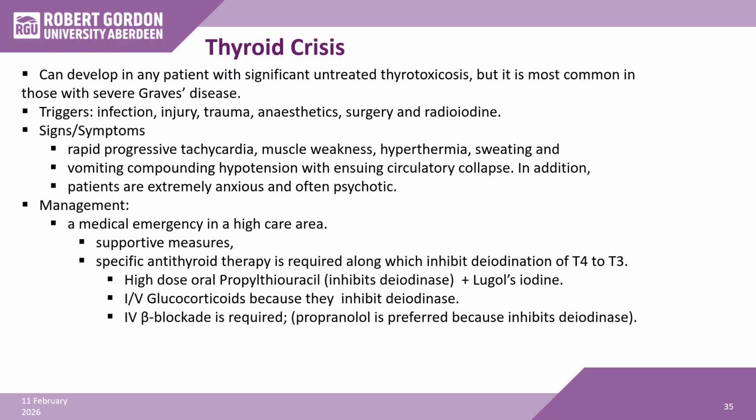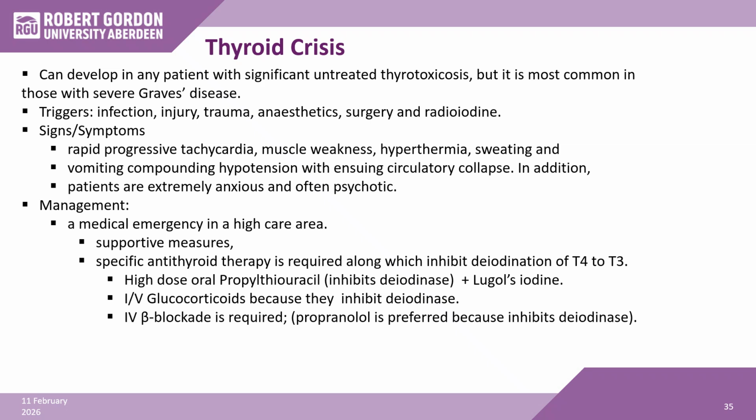Another aspect I'll quickly cover is the thyroid crisis, which can develop in any patient with significant untreated thyrotoxicosis, but is most common in those with severe Graves' disease. It can be triggered by infection, injury, trauma, anesthetic, surgery, or radioiodine. Signs and symptoms include rapid progressive tachycardia, so increased heart rate, muscle weakness, hyperthermia, sweating, and vomiting, compounding hypotension, and ensuing circulatory collapse. In addition, patients are extremely anxious and sometimes could be psychotic.